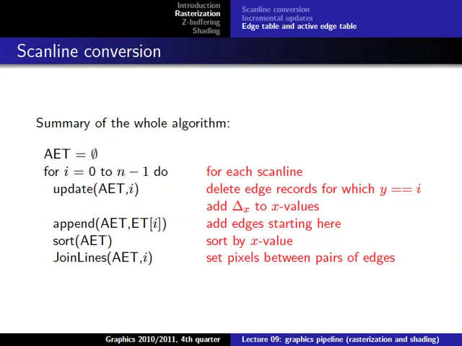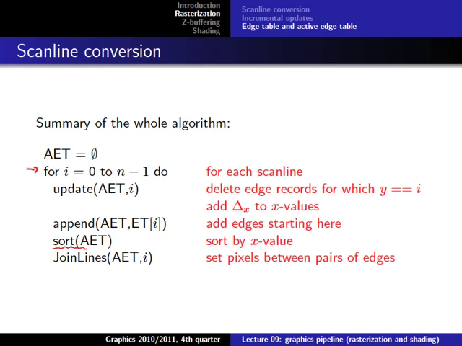So if we look at the algorithm in pseudocode, we go through each of the scan lines, then we update the active edge table. That is, we delete the edges where we are at the end. We add the delta x to the values of the others to get new intersection points based on the previous intersection points. Then we add the new edges that start at this intersection point. And then we draw the pixels in between all those intersection points.